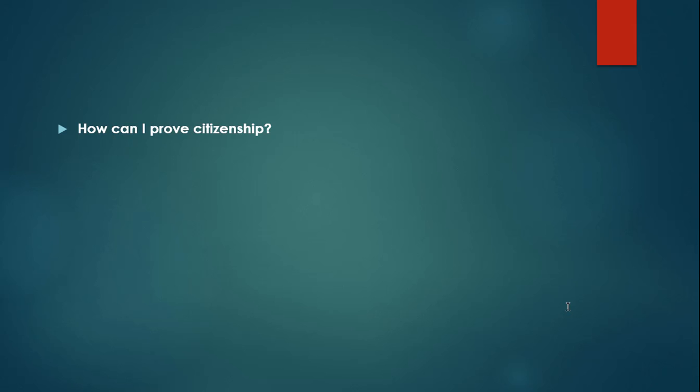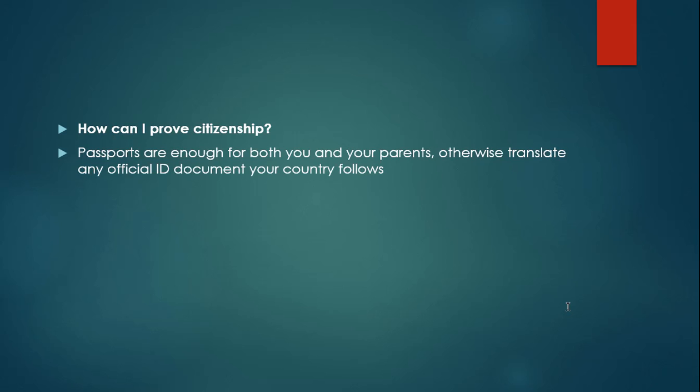Next, how can I prove citizenship? So a simple way to do that is through your passports. Passports are enough for both you and your parents to prove your citizenship, because passports are always written also in English. So you will not need to translate them into English. Otherwise, translate any official ID document that your country follows.